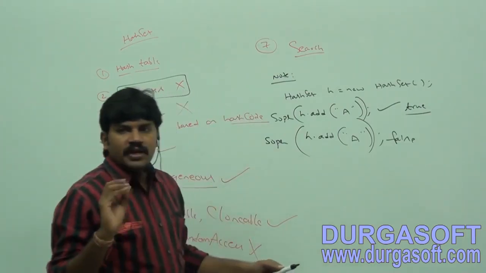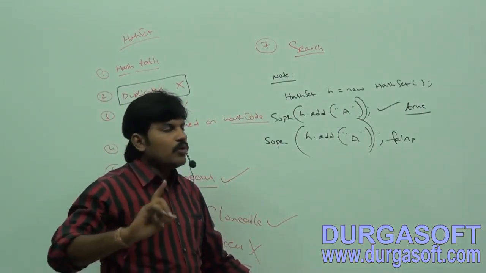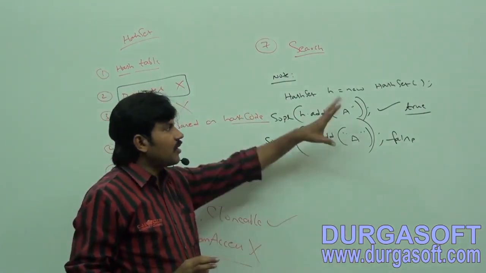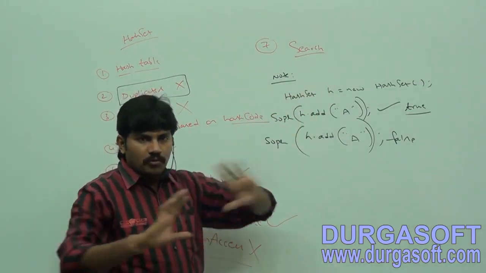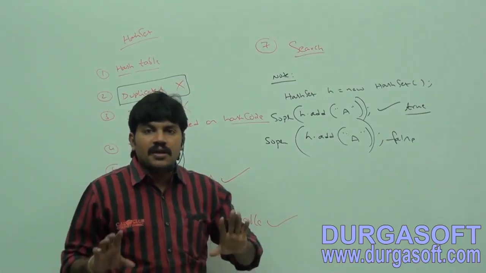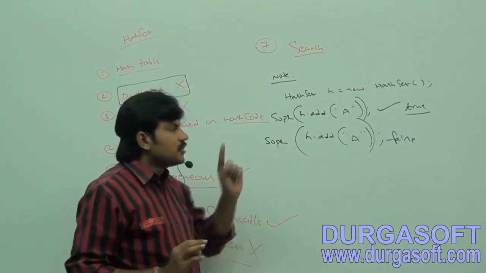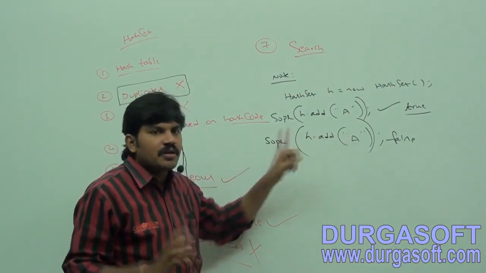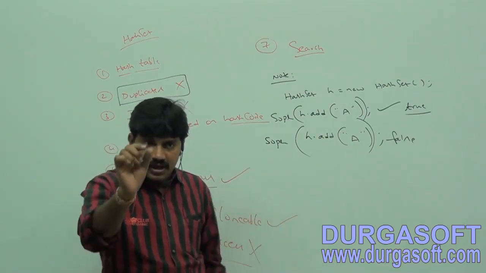By default, HashSet won't allow duplicates. If we are trying to insert duplicate objects, we won't get any compile time error or runtime exception. Simply, the add method returns false. Clear for all of you, right? Okay, take a note.